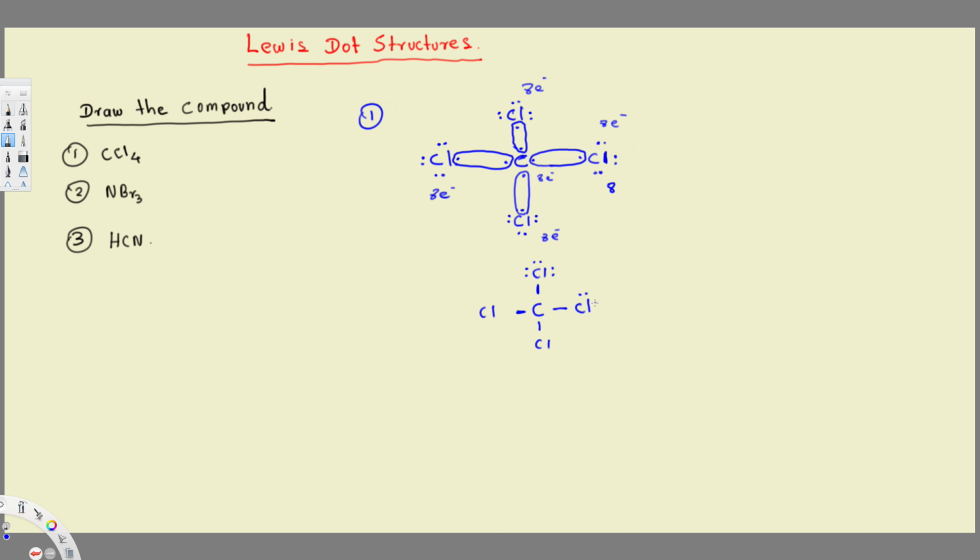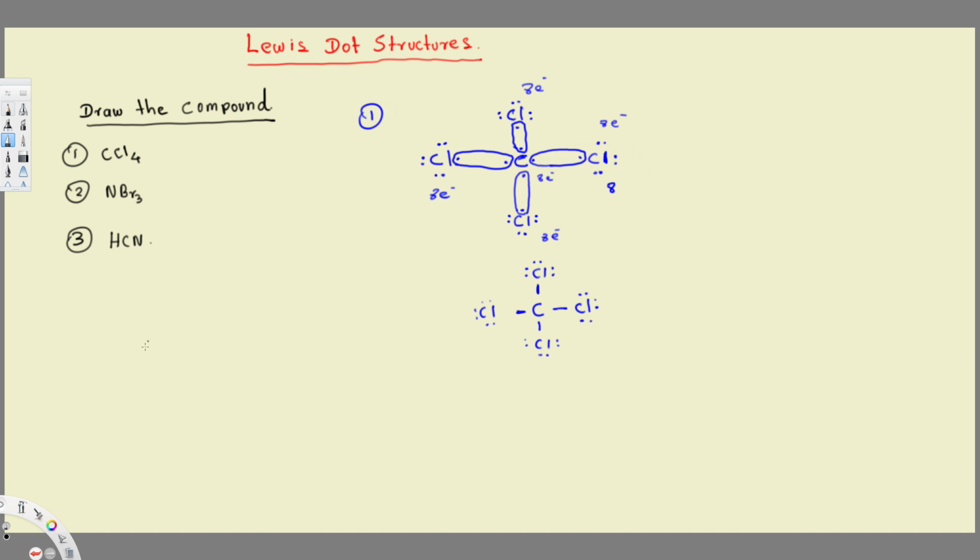Each chlorine has 6 electrons around it, so we have to put everything. So this one has 6, this one has 6, this one has 6, this one has 6. So this is the final Lewis dot structure for this CCl4. So let's do the other one.